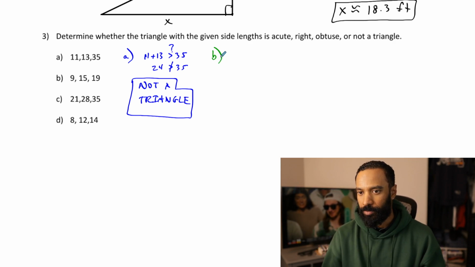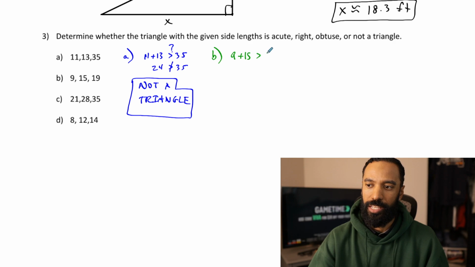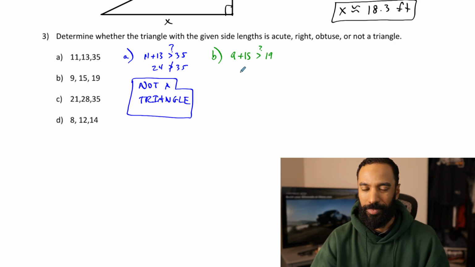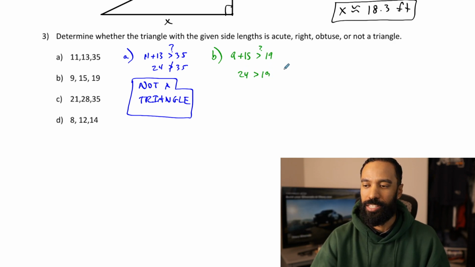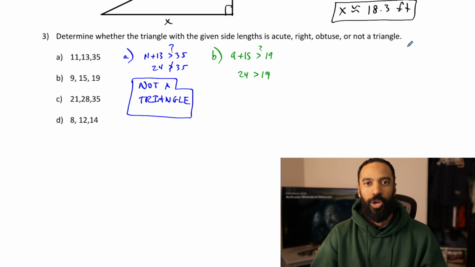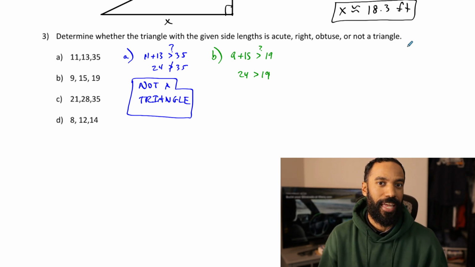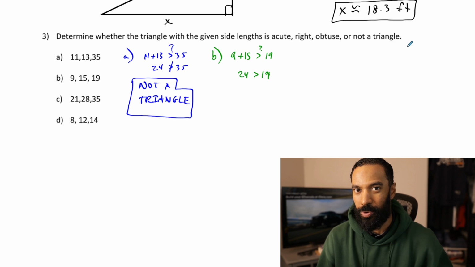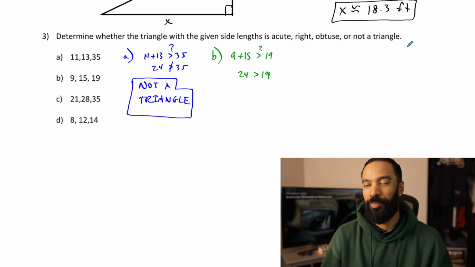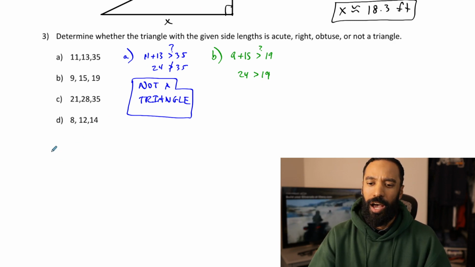Part B, now 9 plus 15. Is 9 plus 15 greater than 19? It's almost one of those things where, yeah, 24 is greater than 19, so it's a triangle. But is it acute, right, or obtuse? We know in a right triangle, a squared plus b squared equals c squared. But also conversely, in a triangle, if a squared plus b squared equals c squared, then it is a right triangle. Let me write these down.